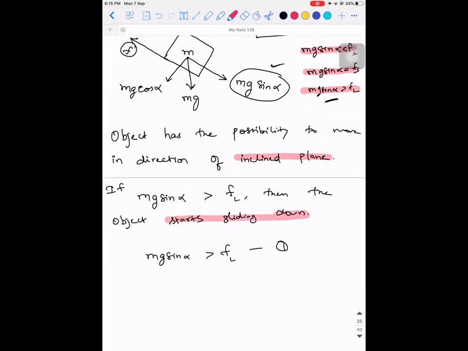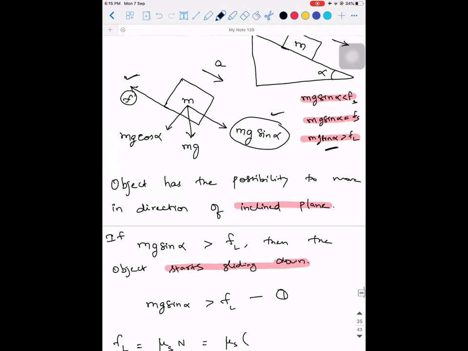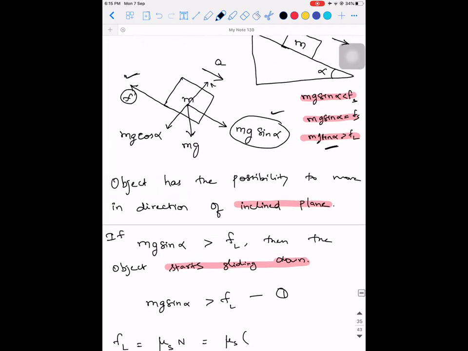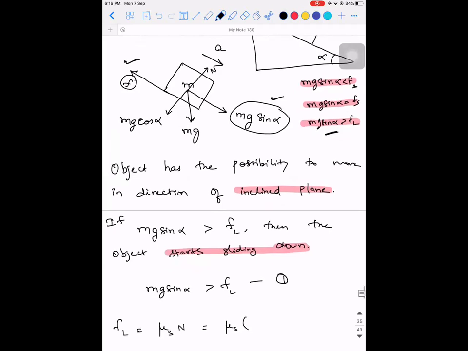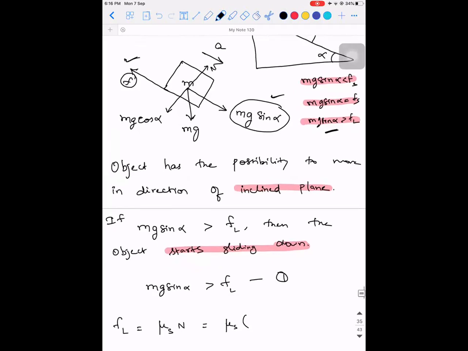So this is what is going to happen. Now the question is, what is the value of the limiting friction? We know that limiting friction is equal to mu s into N. Accepted? So here it is going to be mu s into, what is the value of the normal force in this case? In the case of an inclined plane, what is the normal force equal to? What is the force opposite to the normal force in the free body diagram? Mg cos alpha.